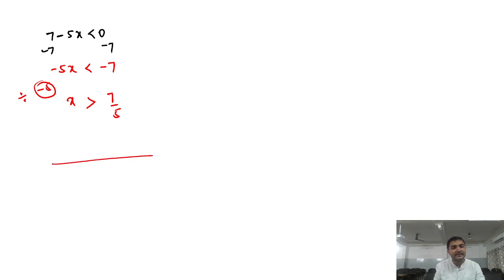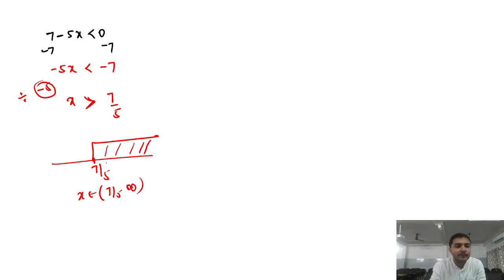So here we get x greater than 7 by 5, which means the right side of 7 by 5. The answer is x belongs to 7 by 5 to infinity. I hope you can grasp the basics now. x can be any value from 7 by 5 to infinity. So this is what we have for linear inequality solutions. For obvious reasons, it is not enough for us.